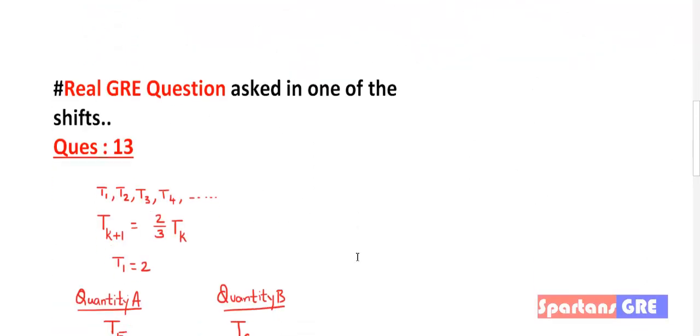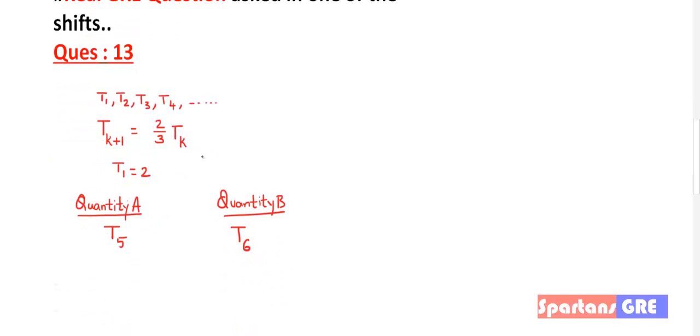So let's solve our next question. Next question, again the question is same. The quantity they are asking is T5 and T6, right? This is very simple. You need not actually calculate T5 and T6 and then compare. Just apply a logic here.